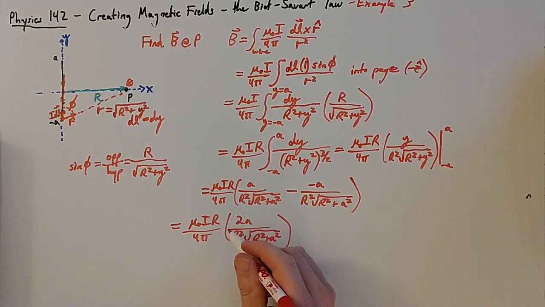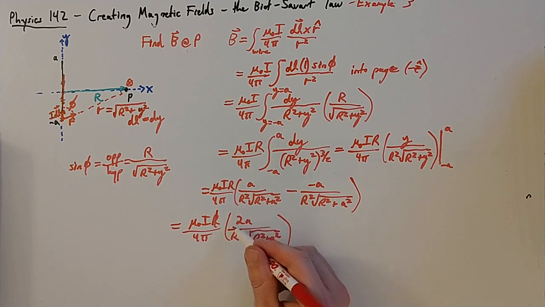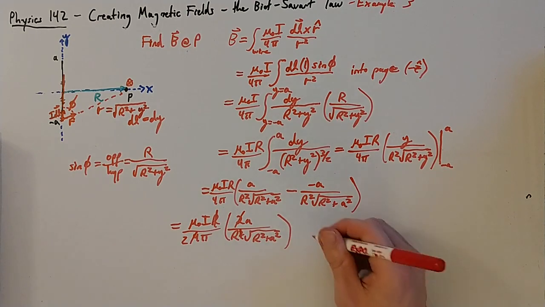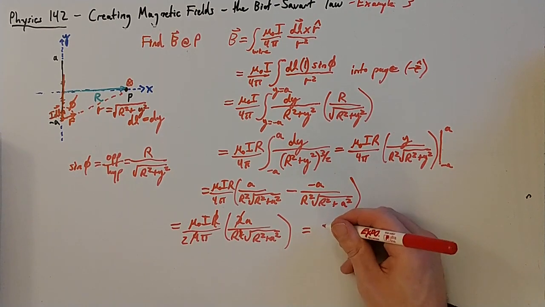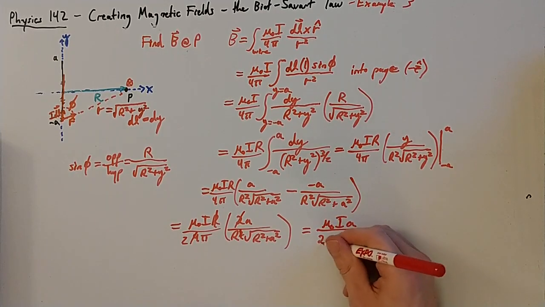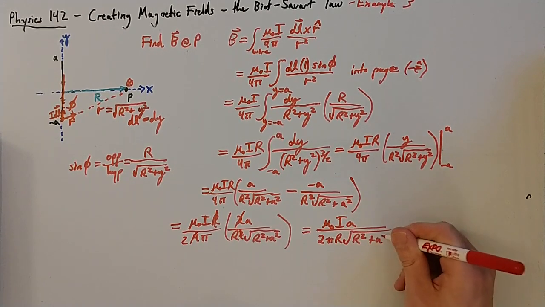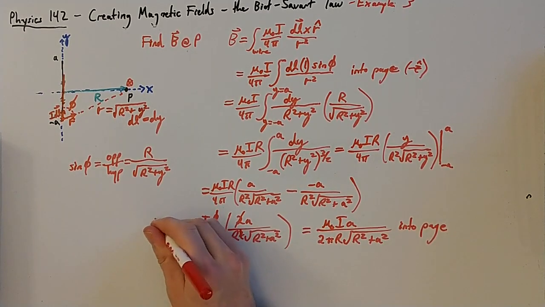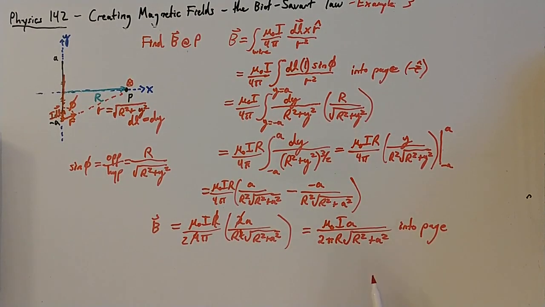And looks like we have a factor of r that cancels from the top and from the bottom. The 2 and the 4 will reduce, right, just down to a factor of 2 on the bottom. And so we're left with a final answer that the magnetic field at spot P is mu naught times I times A divided by 2 pi r times the square root of r squared plus a squared into the page. All right, that is our magnetic field. And that was a lot of work, but we made it, all right? That's the magnetic field there.